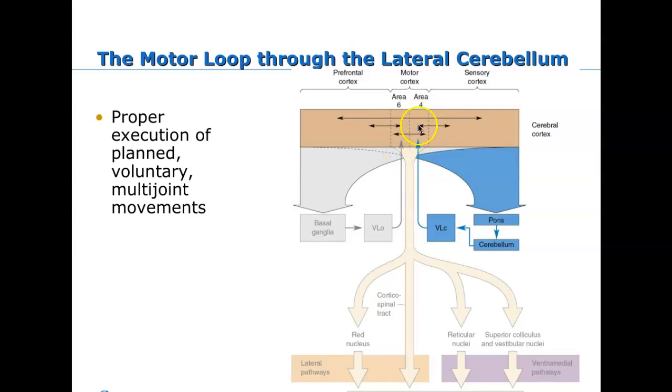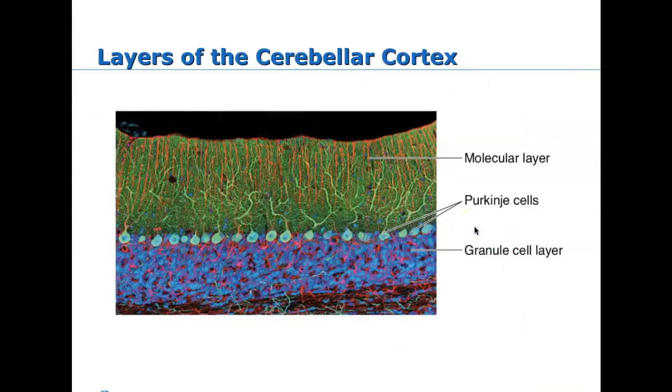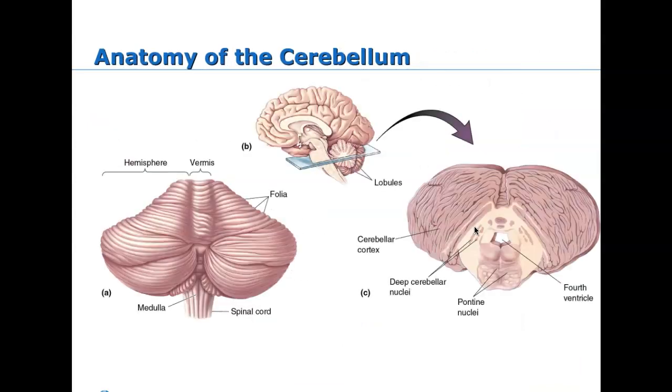Okay, so this is going to be a loop that's important not so much in planning the movement, but in the actual execution of the movement, the precise program to execute a movement. Let's briefly look at the cerebellum. And here is the anatomy of the little brain. It consists of 2 hemispheres and the vermis.